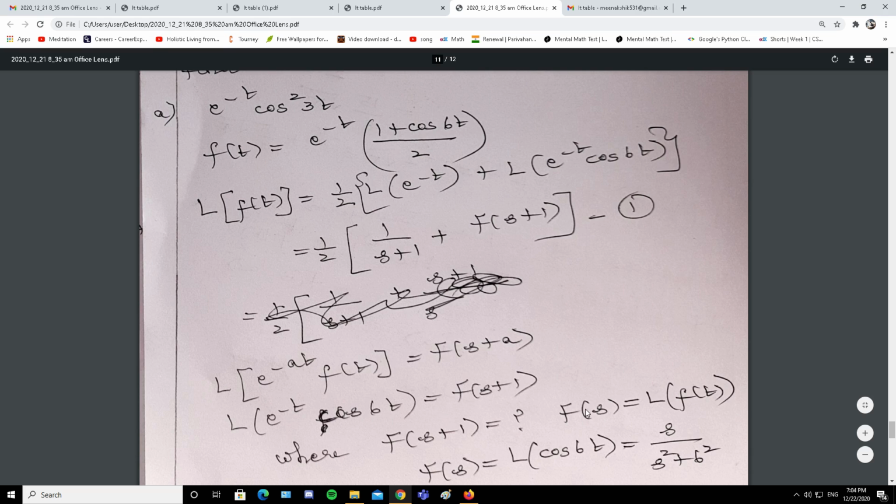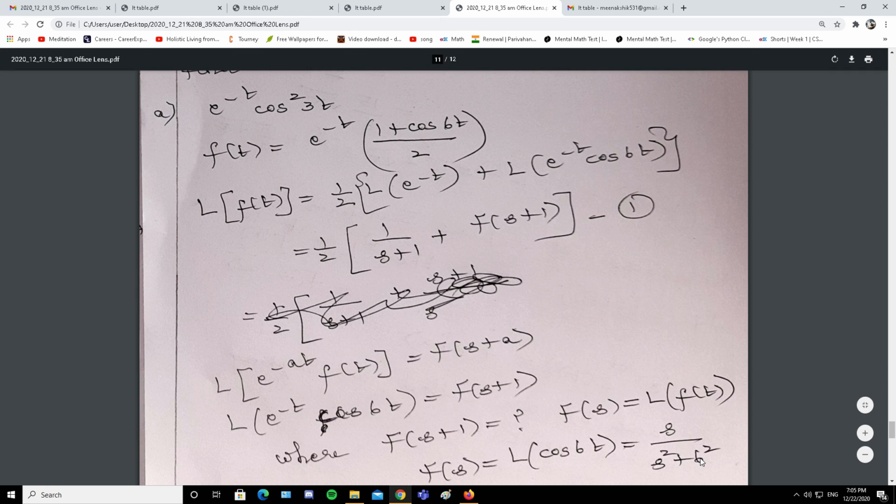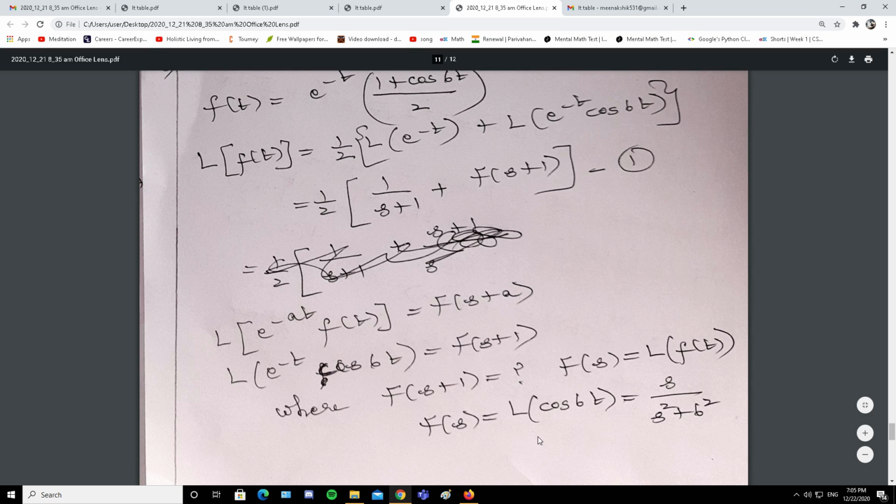What is f of s? L of f of t. What is f of t here? Cos 6t. So f of s equals Laplace of cos 6t. What is Laplace of cos at? S by s square plus a square. So f of s is s by s square plus 6 square. It means for f of s plus 1, you just have to replace s by s plus 1.